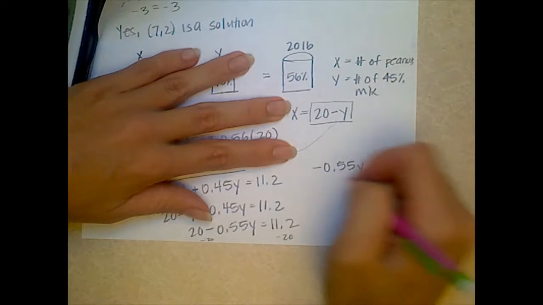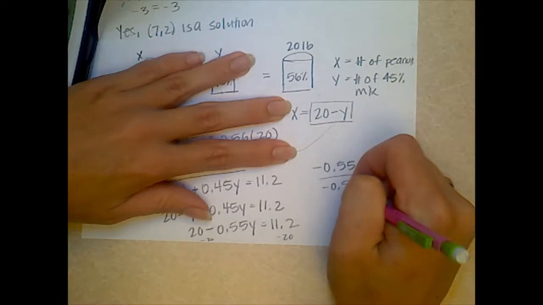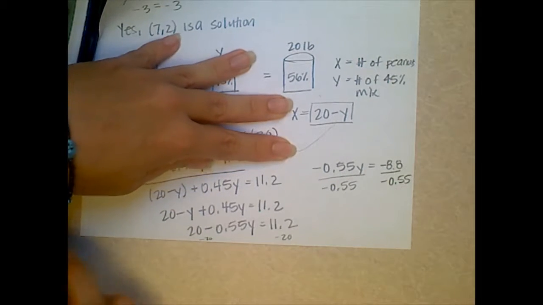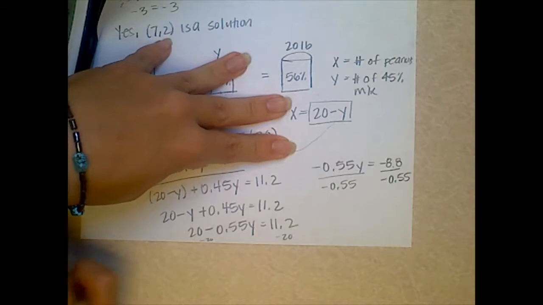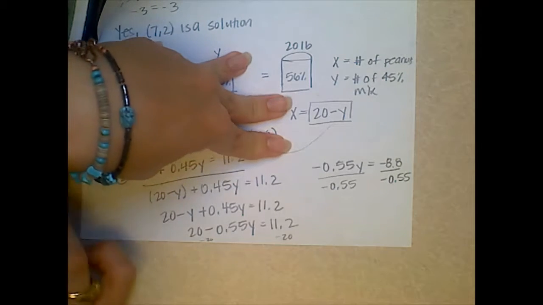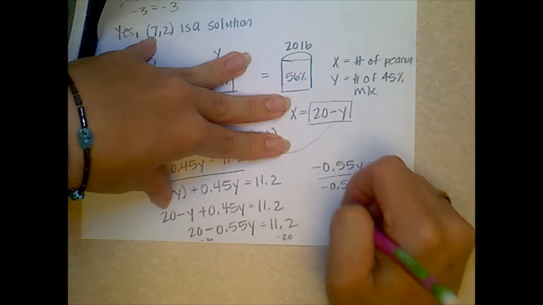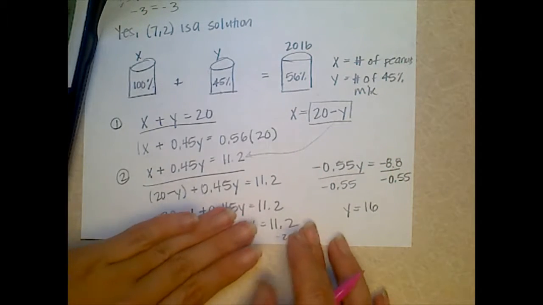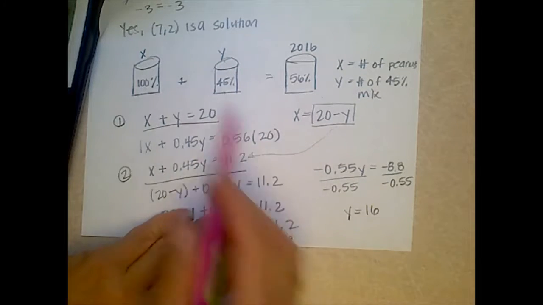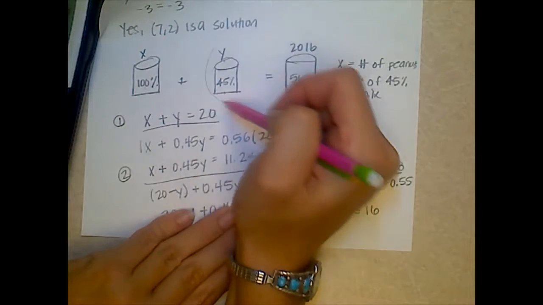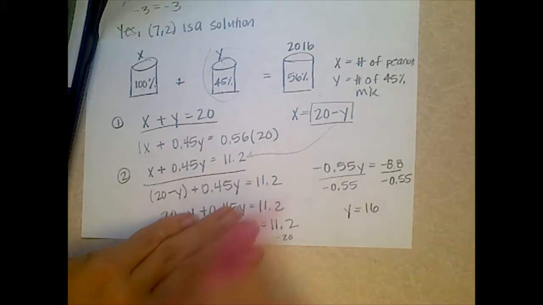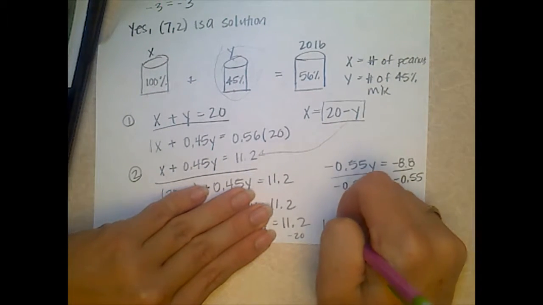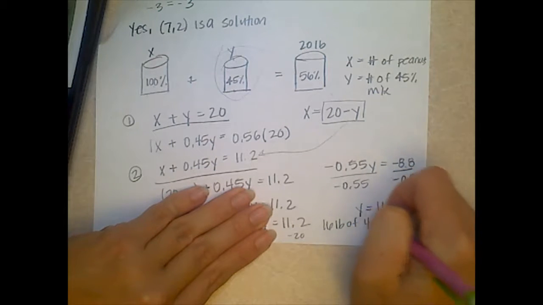Okay, now to get y by itself, I'm just dividing by negative 0.55. So negative 8.8 divided by negative 0.55 is 16. So y equals 16. Now what is y? Back to up here. So that means y was the amount of the 45% mix. So to make this work, I'm going to have 16 pounds of the 45% mix.